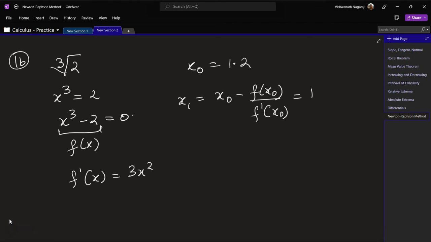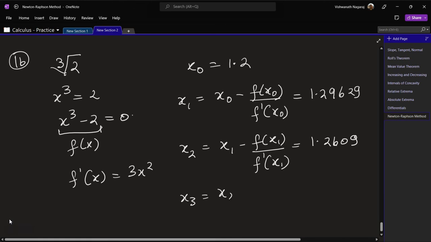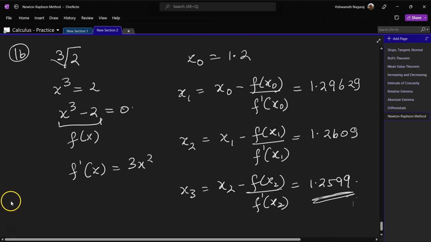which is equal to 1.29629. A much better approximation would be x1 minus f of x1 by f prime of x1, which comes to 1.2609. A much better approximation would be x2 minus f of x2 by f prime of x2, which would be 1.2599. You can take it further, but I'm stopping there.